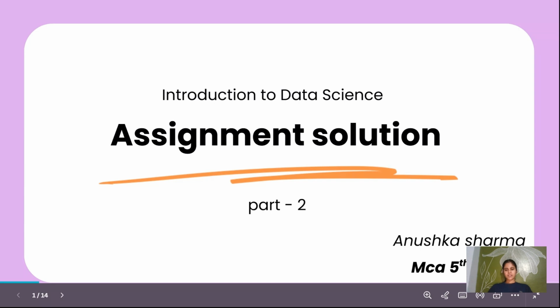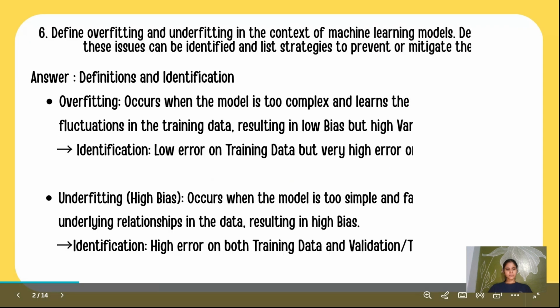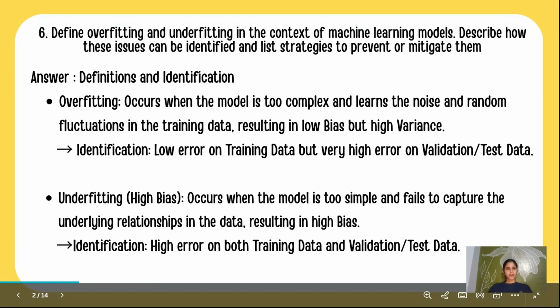Today, assignment solution part 2 video for the solution of assignment questions of subject Introduction to Data Science. So let's begin solving question 6 to question number 10. Question number 6 is: define overfitting and underfitting in the context of machine learning models. Describe how these issues can be identified and list strategies to prevent and mitigate them.